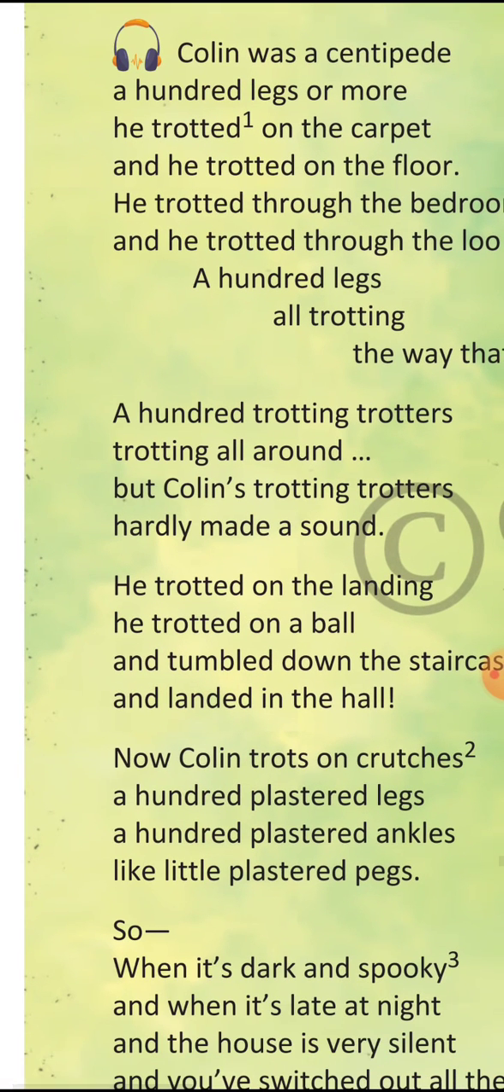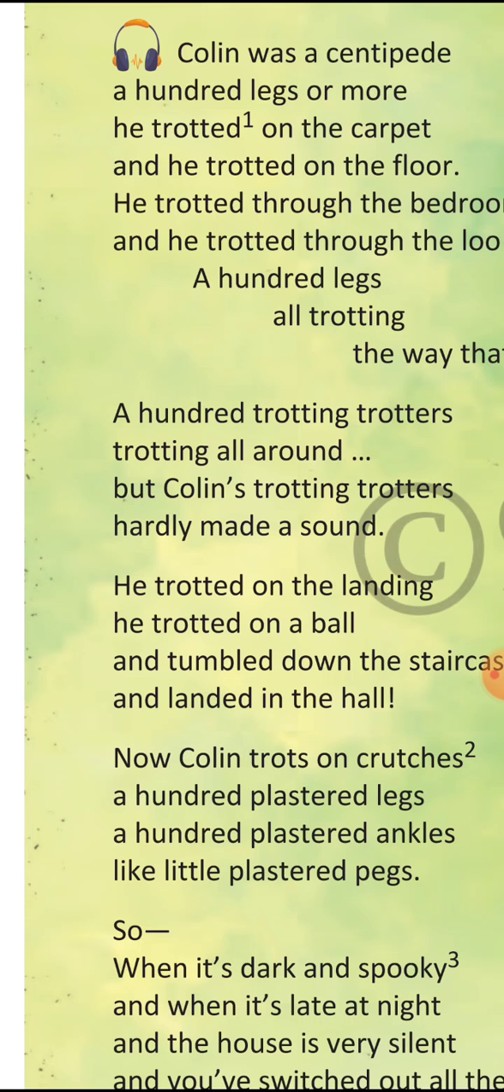Next, 100 trotting trotters trotting all around, but Colin's trotting trotters hardly make a sound. See, children, can you listen to the rhyme and rhythm? See, rhyming words. So as and when you come across the rhyming words, please make a note of it and underline the rhyming words. Once again, I'll read. Listen carefully. 100 trotting trotters trotting all around, but Colin's trotting trotters hardly make a sound.